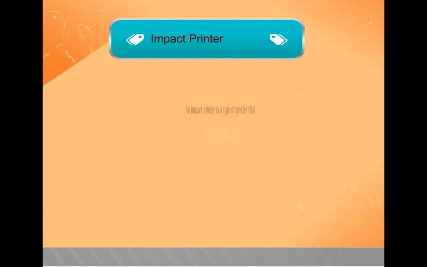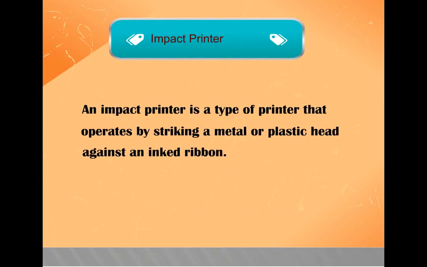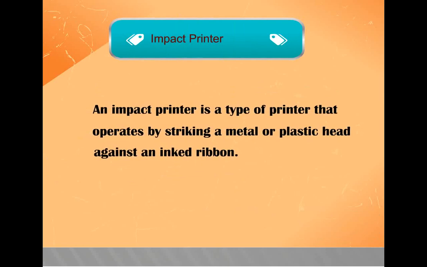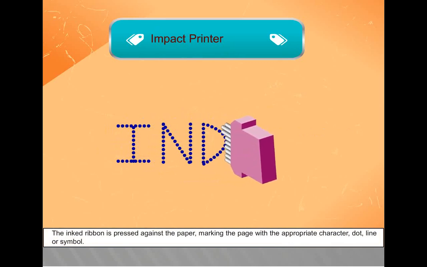Impact printer. An impact printer is a type of printer that operates by striking a metal or plastic head against an inked ribbon. The inked ribbon is pressed against the paper, marking the page with appropriate character, dot, line, or symbol.